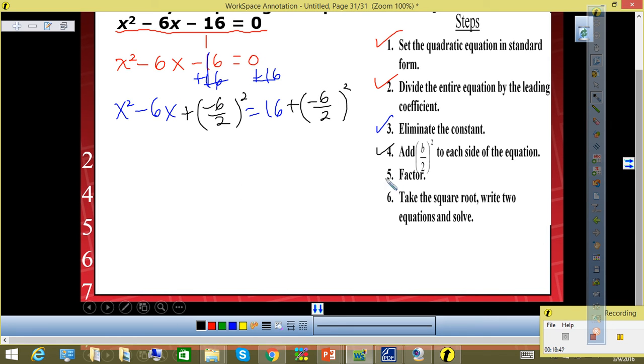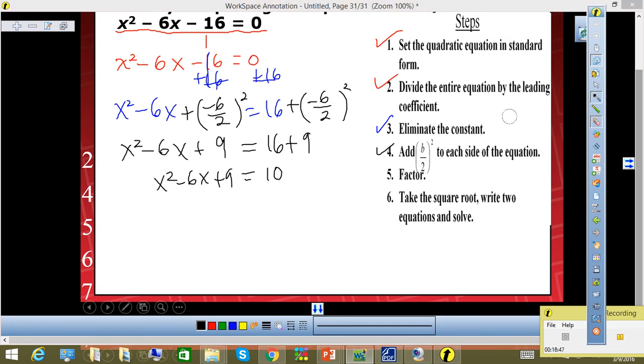All right? So before I go to factor, let's simplify this, yes? Yes, Mr. Q. All right, good. X squared minus 6x plus 9 equals 16 plus 9. Can we simplify this a little bit more? Yes. X squared minus 6x plus 9 equals 10. Oh, my bad. Sorry. Equals 25. I was trying to see if you're paying attention.